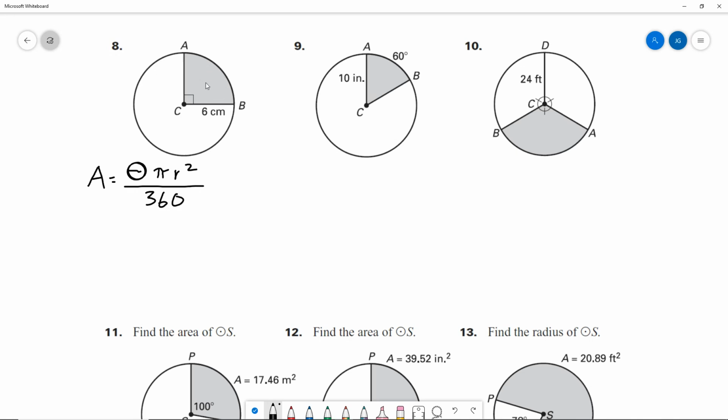Now, if you'll notice here, we're going to be looking at the shaded area. And what is the angle here of the shaded area? What is our central angle? Well, it's a right angle. So we know that theta is going to be 90. Pi is pi, always pi. And r squared in this case is 6 squared, all over 360. And that is what our equation is going to be equal to.